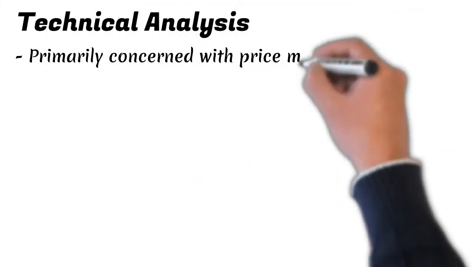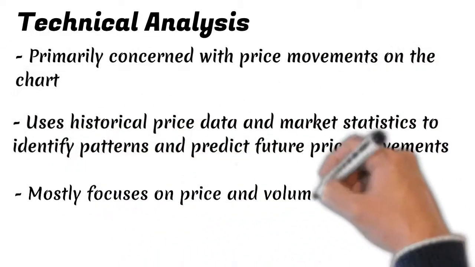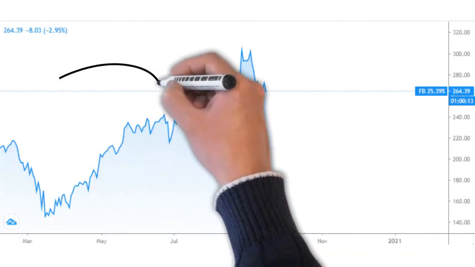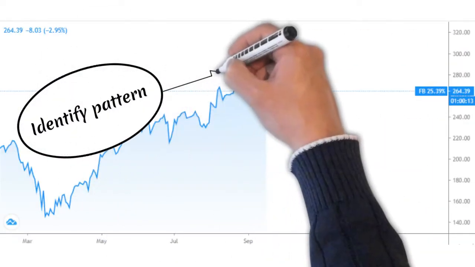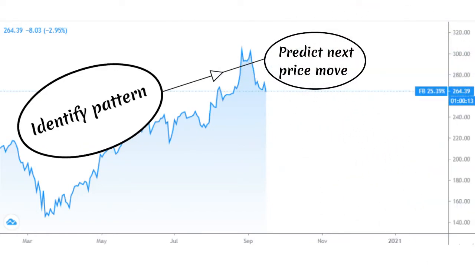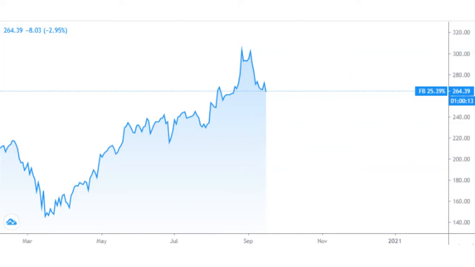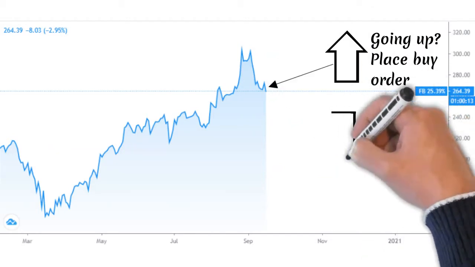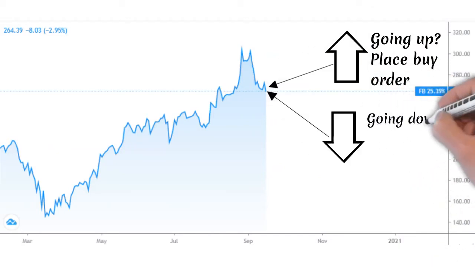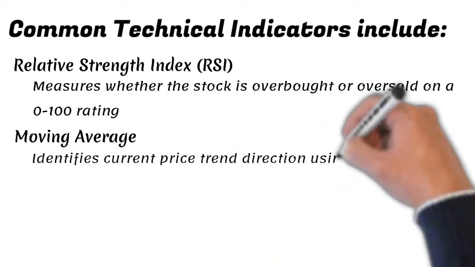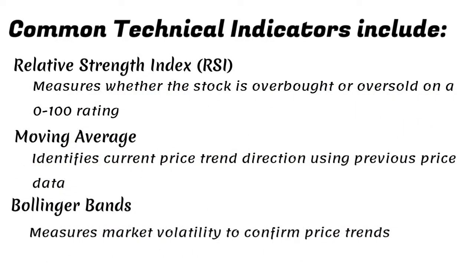Technical analysts are primarily concerned with price movements on the chart when deciding whether to buy or sell stocks. The goal is to identify market patterns, and use them to predict whether the stock price will go up or down in the near future. If you can properly predict the next price move, whether up or down, then you know whether to buy or sell the stock. If you predict the price will go up, you place a buy order. If down, you place a sell order. Common technical analysis indicators include relative strength index, moving average, and Bollinger Bands.